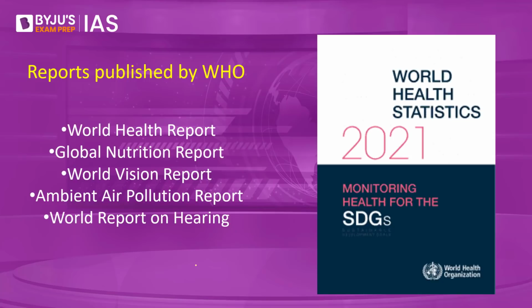Another important point that you need to remember from the prelims point of view specifically is the important reports that the WHO publishes. These kinds of questions are very often asked in the prelims examination. The major reports published by the WHO include the World Health Report, the Global Nutrition Report, the World Vision Report, the Ambient Air Pollution Report, and also the World Report on Hearing. All of these are published by the World Health Organization.